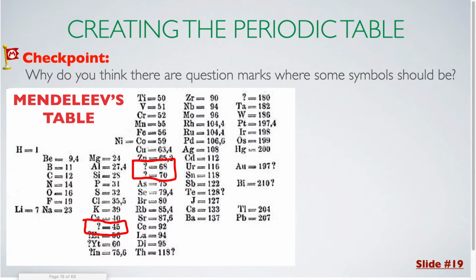Why do you think there are question marks where some symbols should be? So here on Mendeleev's periodic table, we can see where there is a question mark at a mass of 45, a mass of 68, and a mass of 70. These were gaps on Mendeleev's periodic table, but based on the properties of elements surrounding those gaps, Mendeleev was able to predict that eventually an element would be found with that mass. So Mendeleev was predicting the existence of elements.